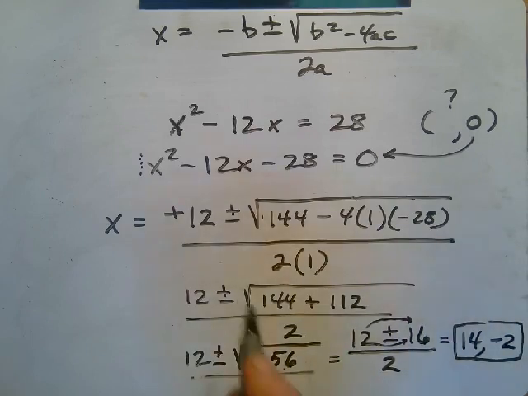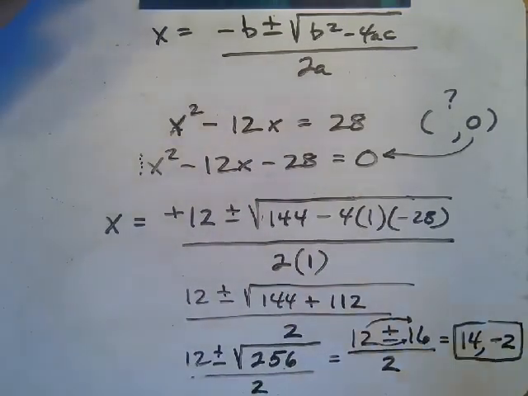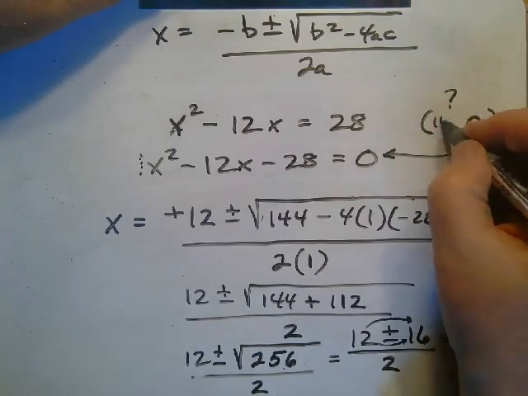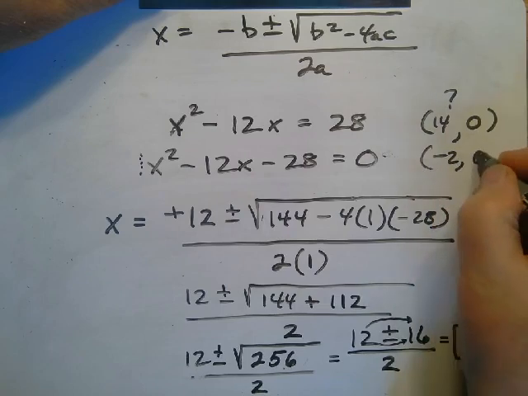And you know, I kind of saw that up at the top that I was going to factor that to 4 and negative 2, 14 and negative 14 and positive 2. But there are my 2 zeros. So what we found is that one of the zeros is at 14 and the other one is at negative 2.